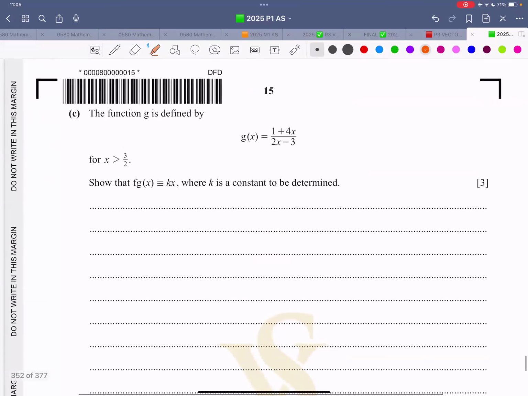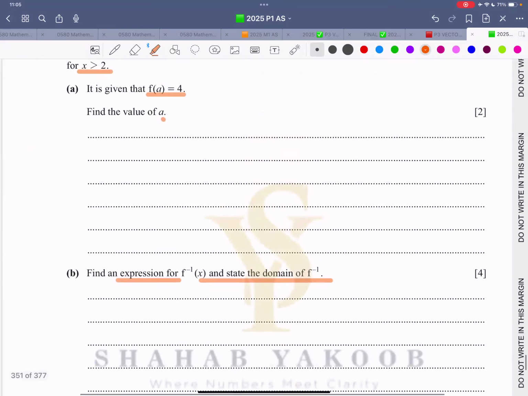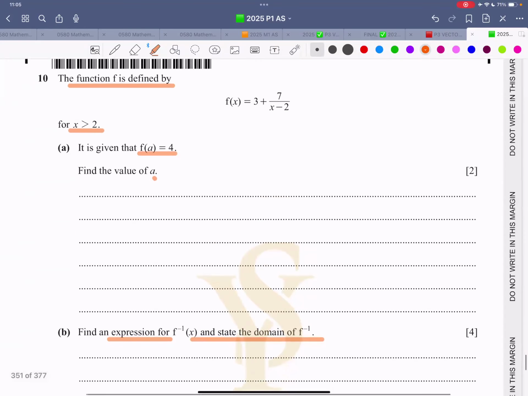And the function g is defined by such and such, x is greater than this. Show that f of g of x is kx, where k is a constant to be determined. So nowadays they are putting a lot of emphasis on composite functions. It depends on their mood, which day, which paper, which variant they want to focus on any particular topic.